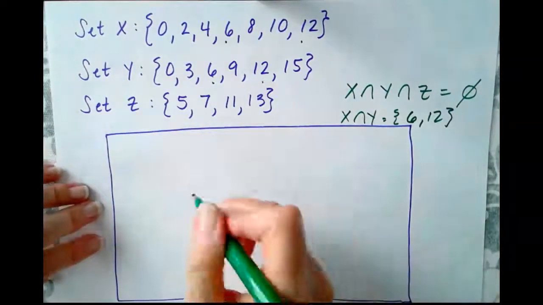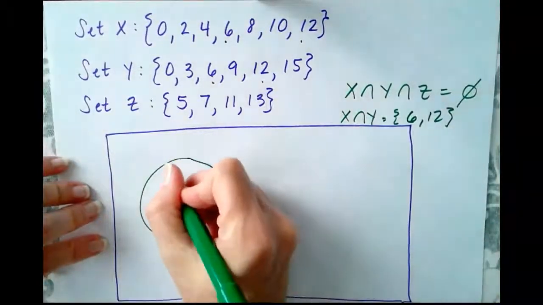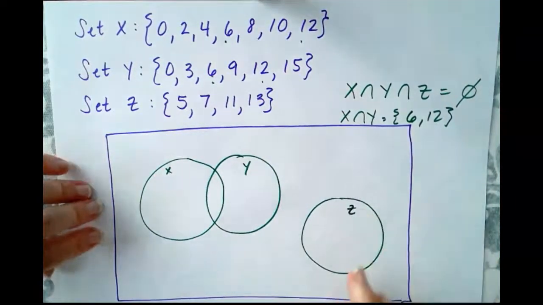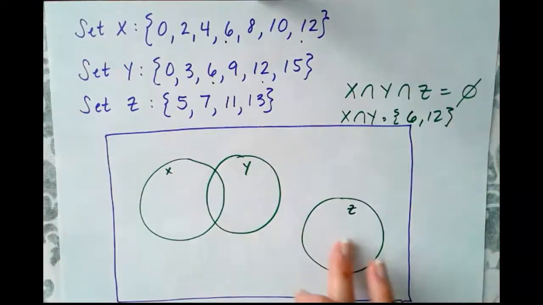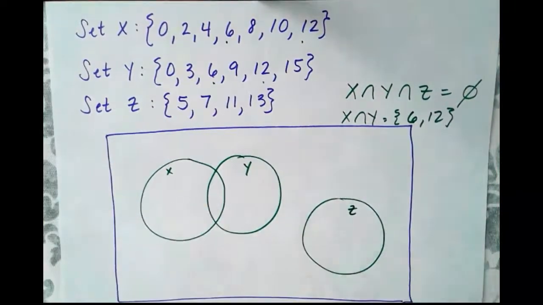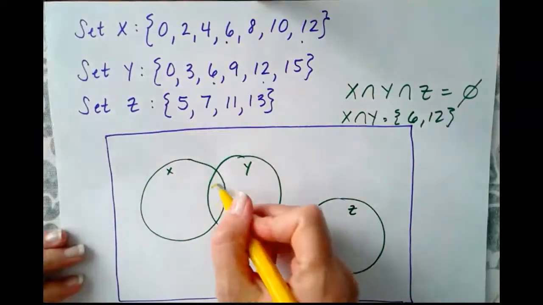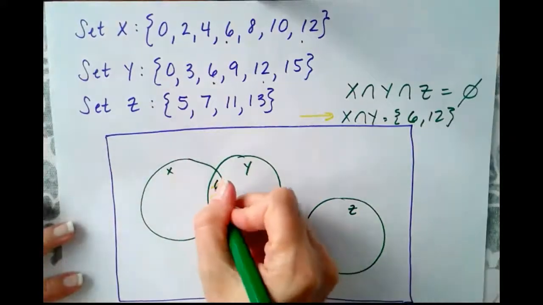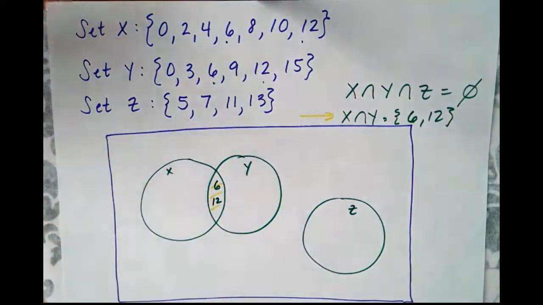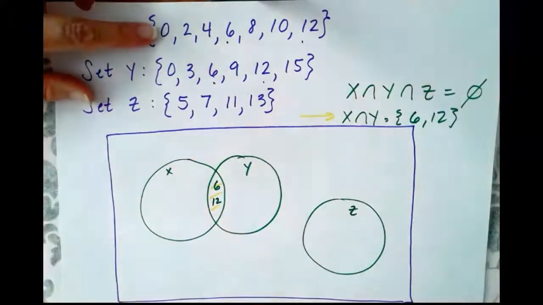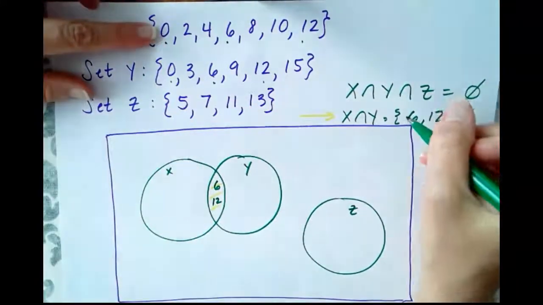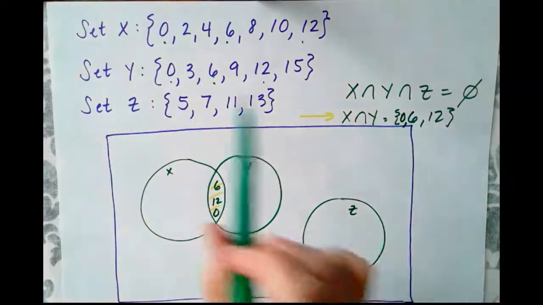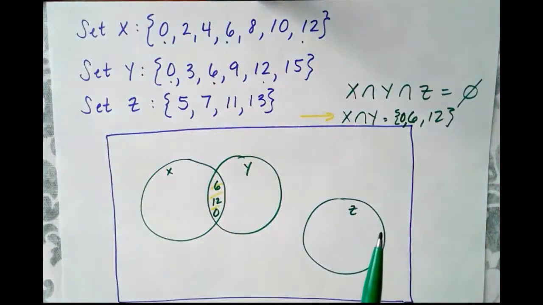So when we're drawing our circles here, here's X, here's Y, and here's Z. I'm putting Z all the way over here because there's no overlap with set Z with X or Y. There is an overlap for X and Y, and that's that intersection right there. So 6 and 12 are going in the intersection. And 0. I'm about to miss 0. Right there. We'll squish 0 right in the middle. So 0, 6, 12. That's the intersection of X and Y.